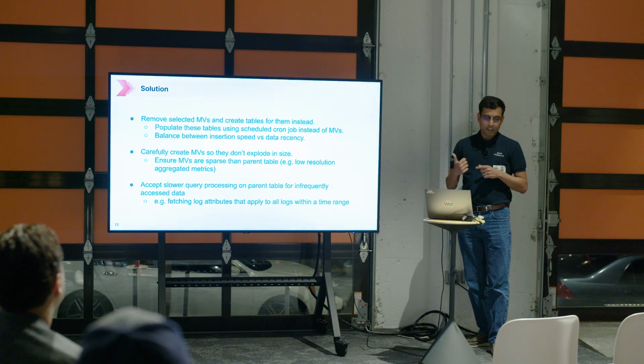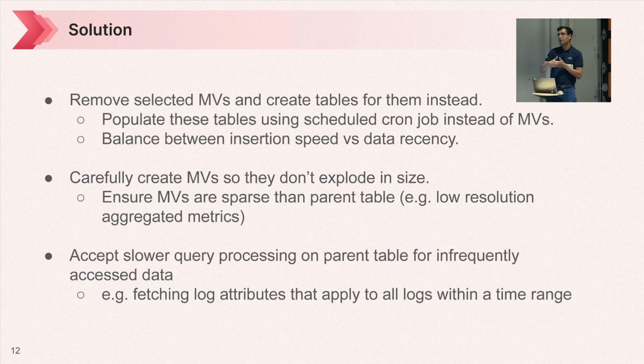So one thing we did, if you have a lot of materialized views, was remove the selected materialized views and create tables for them instead. Now, some of the aggregations that we do are not very critical. If you have a 5-minute aggregation and a 1-hour aggregation already created, and then you are creating a 2-hour aggregation, maybe it can wait. So what we do is we create the tables and then periodically run a cron job to populate those tables instead of relying on the materialized view to update the table. So it's a balance between your insertion speed and the data recency.